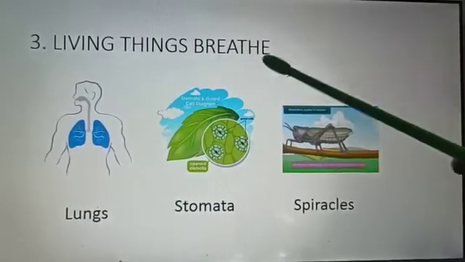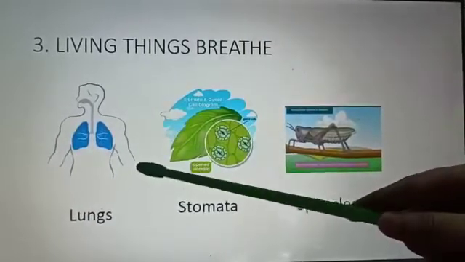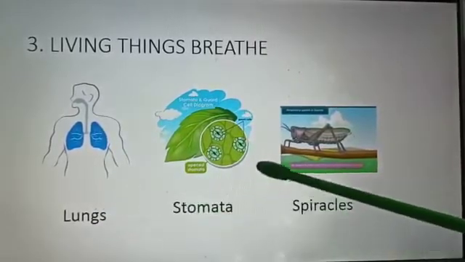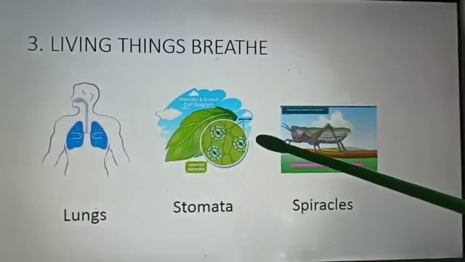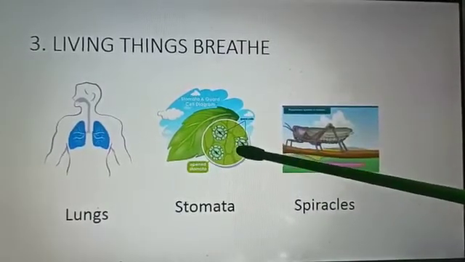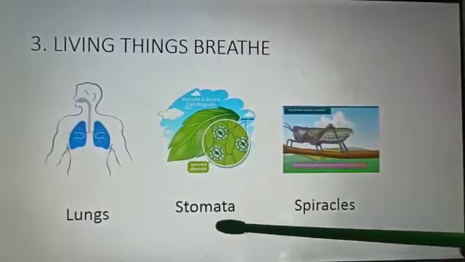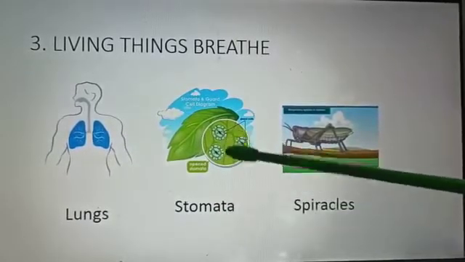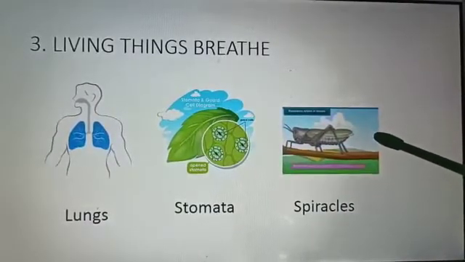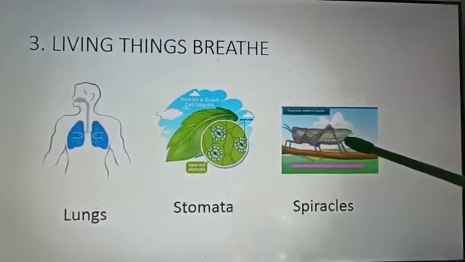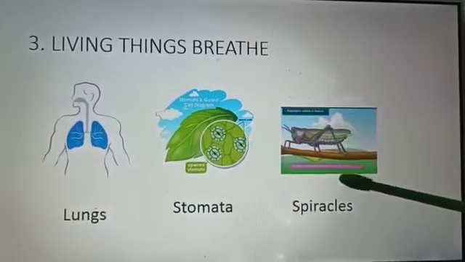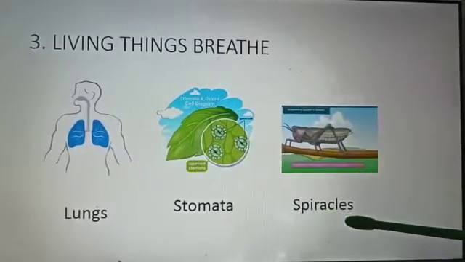Living things breathe. Human beings like us breathe through our lungs. Plants breathe through their leaves. They have small tiny pores on their leaves which are called stomata. They help the plant to breathe. And insects also have small holes under their body which help them to breathe. These small air holes are also called spiracles.